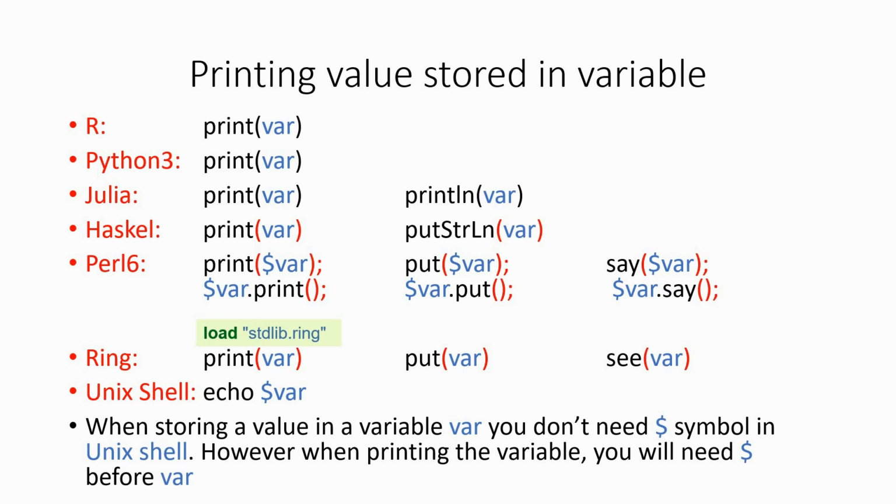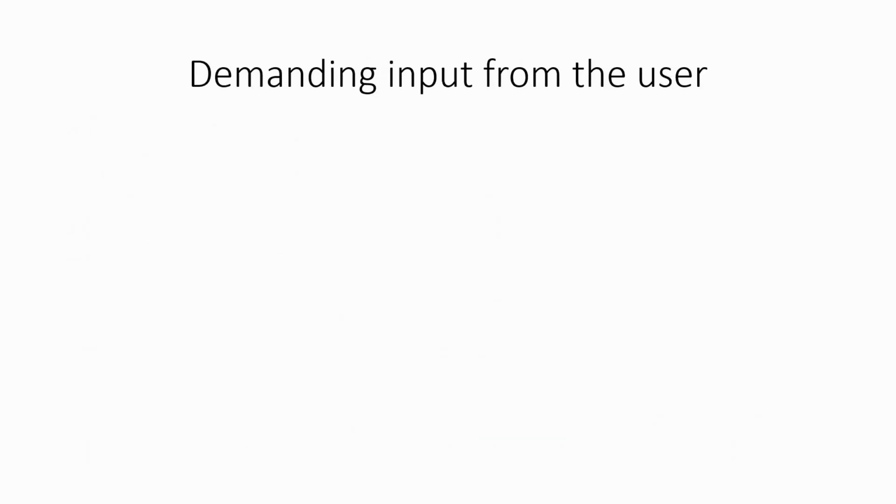Now let's come towards demanding an input from the user. Demanding an input means that, for example, you ask someone to tell me your name, then he will tell you the name. So for example, in our program, you want to demand some value from the user and then you want to store it in a variable var. The command for this purpose is readline in R. So you type var equals readline and then these parentheses are compulsory. Okay, as soon as you type this and hit enter, the computer will be waiting for your input.